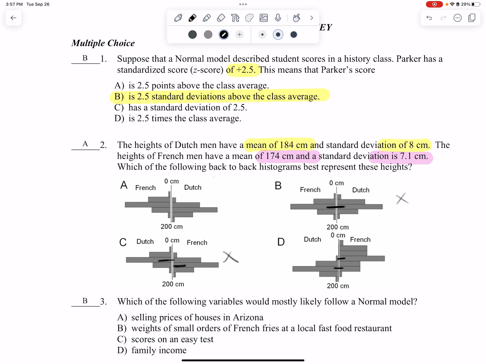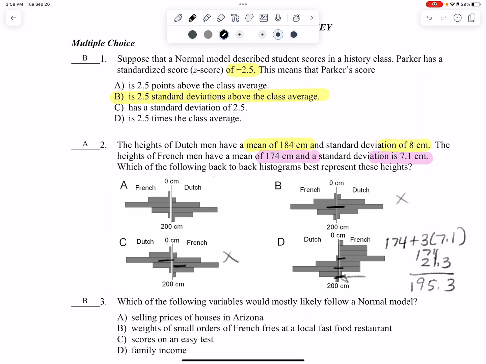So for this one, it says a standard deviation for the French of 7.1. If I take the 174 and go out 7.1, you can see this last value is close to 200, but if I say plus 3 times 7.1, that's going to be 21.3, and I have 174. That's going to be 195. So that's right about here.